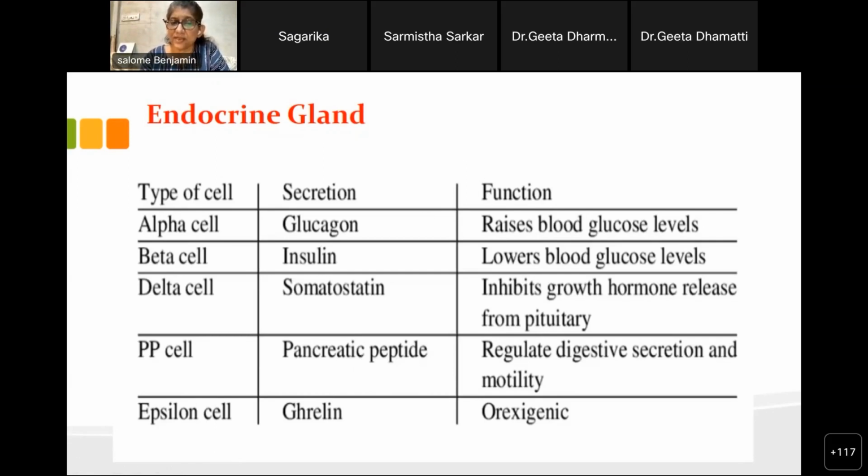So these are the few endocrine cells which are responsible, whose functions we have seen. Even ghrelin is secreted by the pancreas, and that is the orexigenic, the appetite hormone, as we call it. Next slide, please.